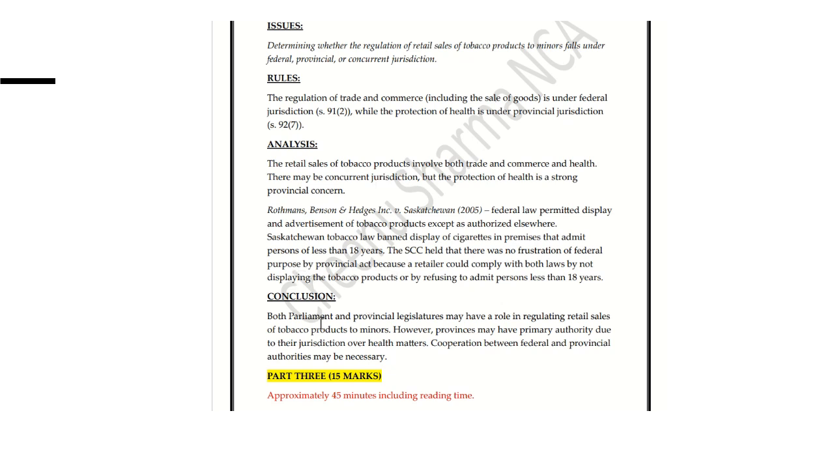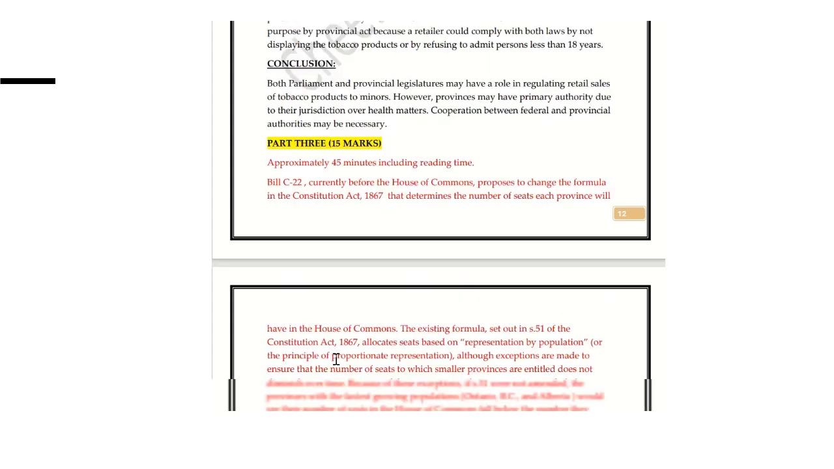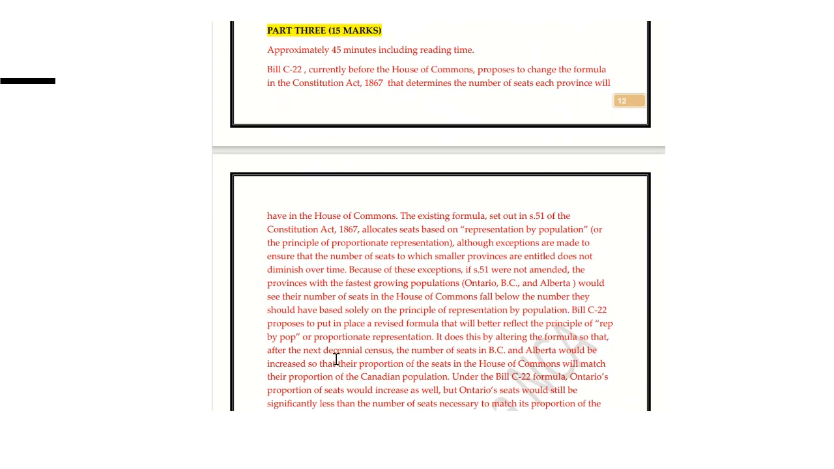Both Parliament and the provincial legislature may have a role in regulating retail sale. However, provinces may have primary authority due to their jurisdiction over health matters. Cooperation between federal and provincial authorities may be necessary. Simple. Then we have a long question, 15 marks, approximately 45 minutes.